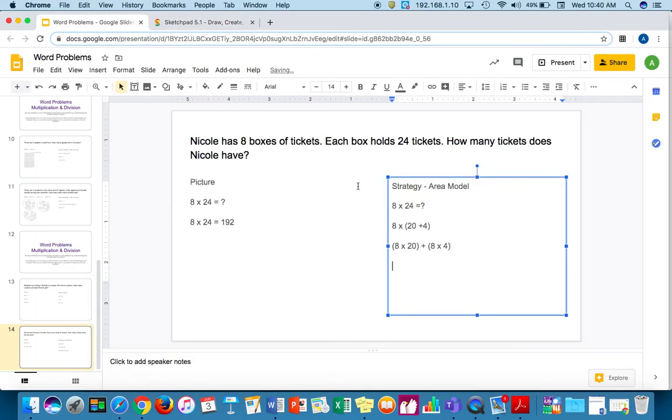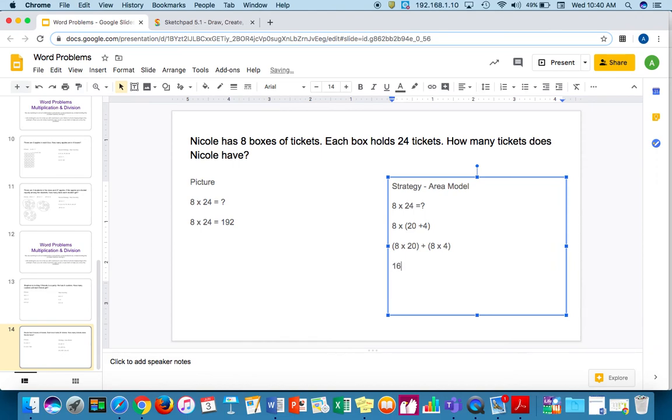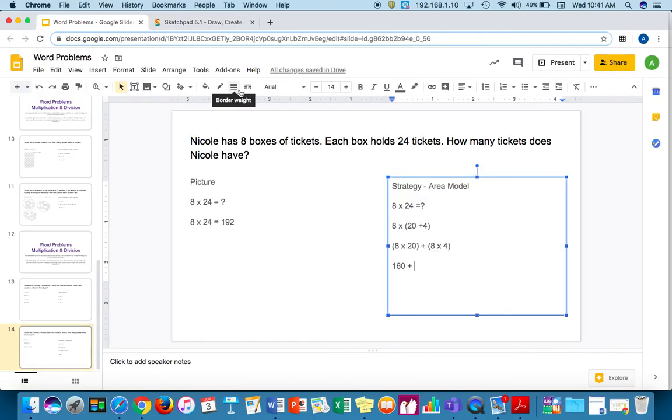8 times 20, our answer is 160, plus 4 times 8, or 8 times 4, 32. We can even show breaking up that 32 into 30 plus 2. Adding the 160 plus 30 is 190 plus 2 equals 192.